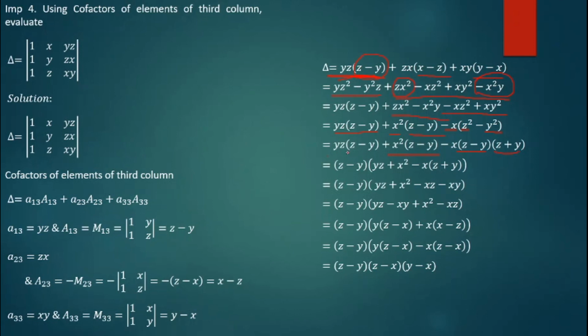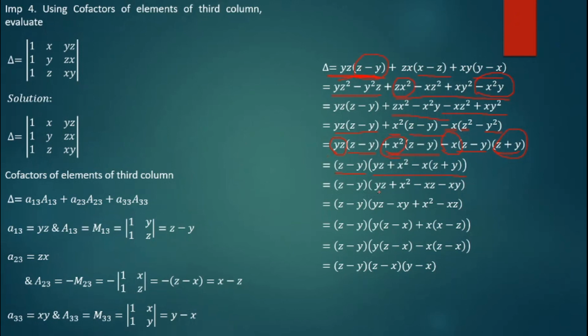Next. Don't you think you have something in common? z minus y, z minus y, z minus y common. So I take z minus y common. Now what is remaining? yz plus x square minus x into z plus y. Just check. Yes. When you take it over here, don't forget the z plus y, because that we have not taken in common in this step. Only z minus y we have taken common. So what is remaining here in this case? Minus x, z plus y.